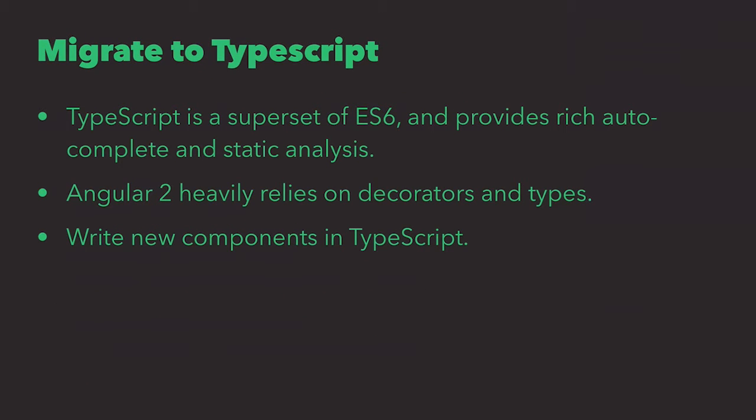So another thing you might want to consider doing is migrating to TypeScript. TypeScript is a superset of ES6. It provides static analysis through type checking, and also rich auto-completion in your text editor. Angular 2 heavily relies on decorators and types, so you can most certainly write Angular 2 without TypeScript or even ES6, but using TypeScript will make your life a lot easier. So in order to start your migration, if you're going to be adding new components, consider writing them in TypeScript.